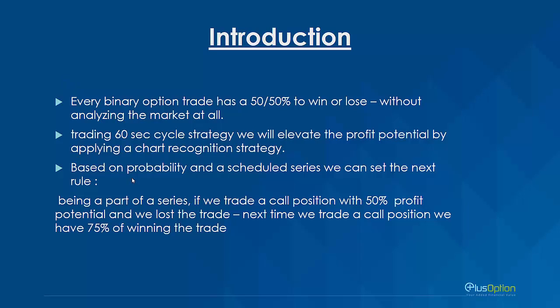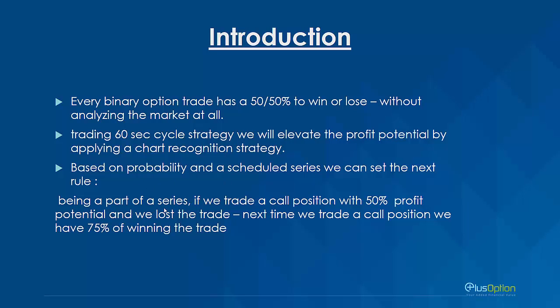Okay, so based on probability and a scheduled series, we can set the next rule. What do I mean by that? Based on probability, obviously the probability of a trade, and a scheduled series, meaning that we're not paying attention to a trade as an individual, but placing it in a sequence, meaning that it's a part of several items in a series. We can set the next rule.